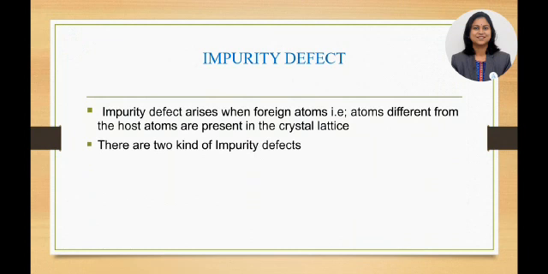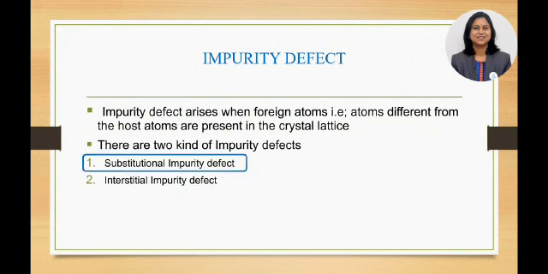There are two kinds of impurity defect. First, substitutional impurity defect and second, interstitial impurity defect. Let us study each in detail.